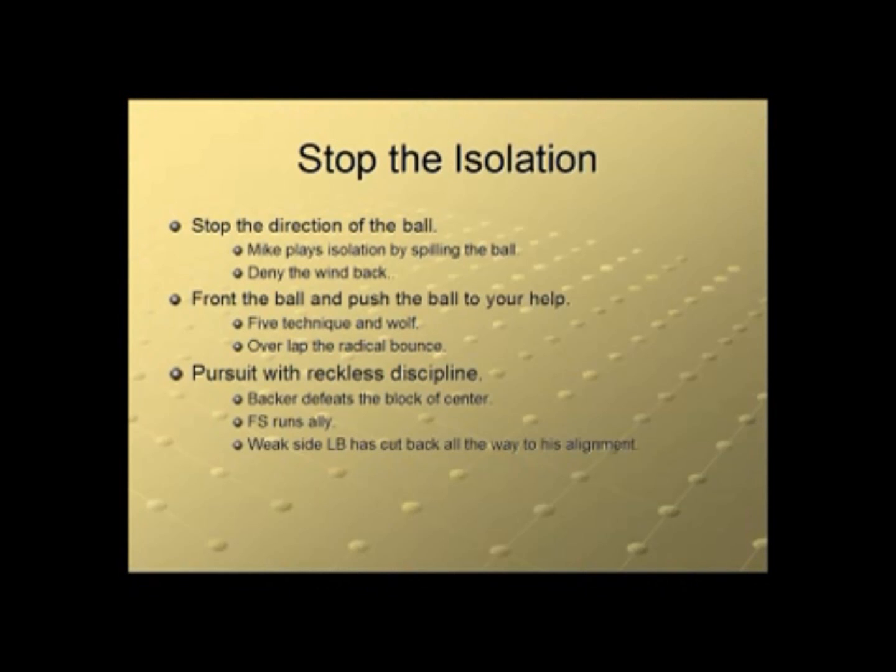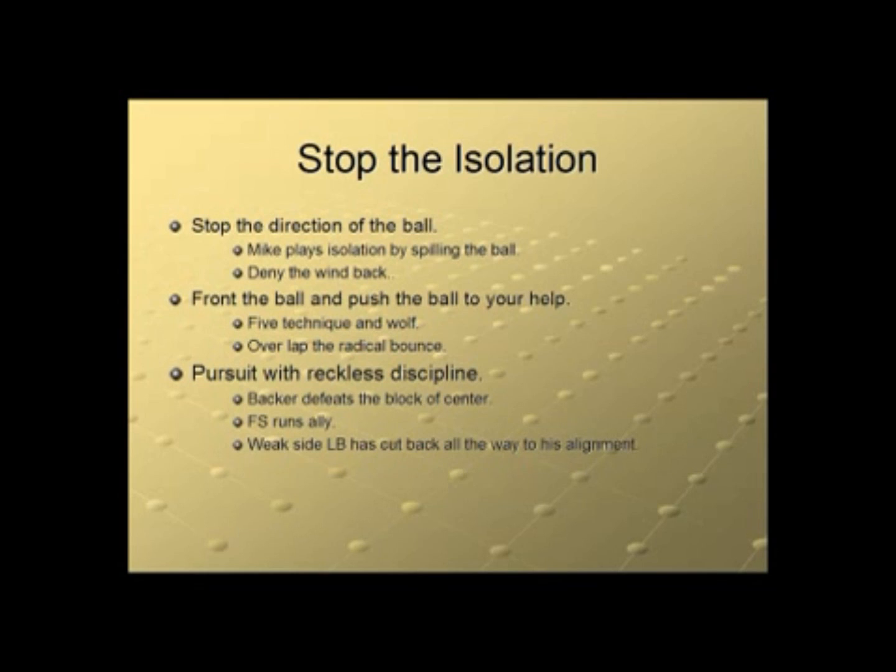Now, when we have isolation or belly, and that ball's going to be run up in our weak side B gap, the person who's responsible for stopping the direction of the ball is the Mike. We talk to our kids all the time about who's responsible for stopping the direction of the ball in this play. The Mike knows when that window opens, the near back's to him, he's a 31 backer, he's going to knock the ball out. And he comes and takes on the lead back, and we have him spill the ball. He plays it with his outside shoulder. He's going to stop the direction. He's going to deny the wind back.